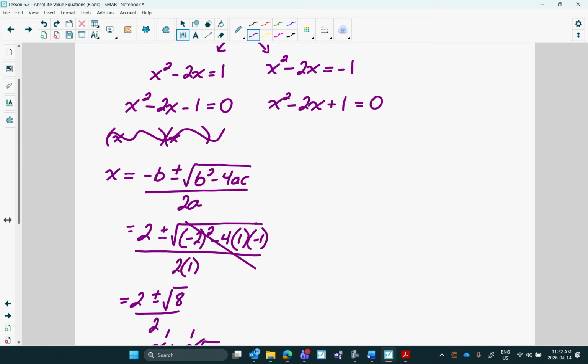Fortunately, this side you can factor. So we don't have to do the quadratic formula. What would we get? Yeah. Which means what are my solution or solutions? X equals 1, just 1. Now that would be much easier to check. We'll assume it works. Okay.